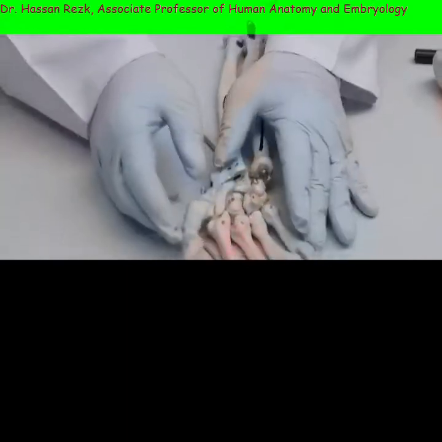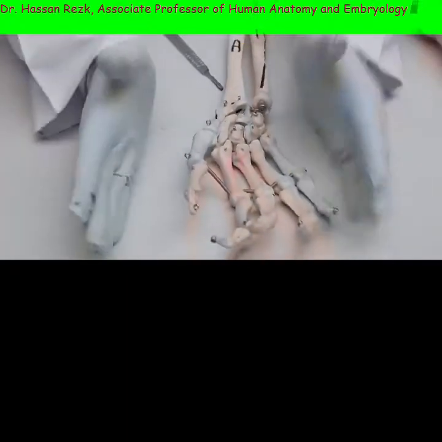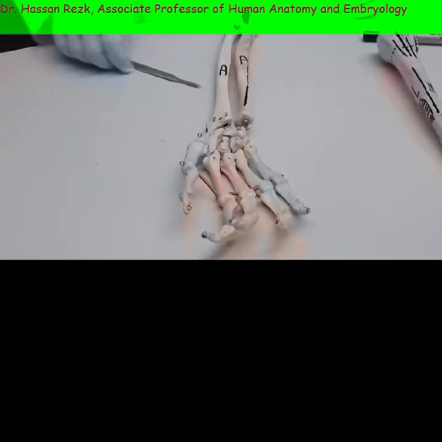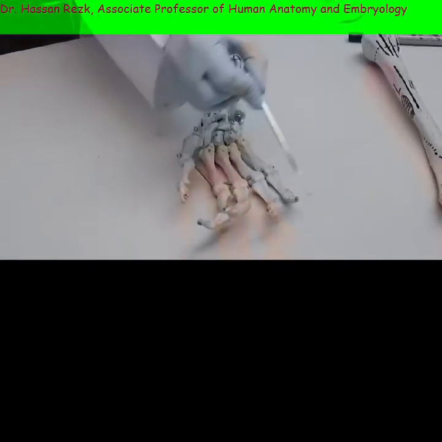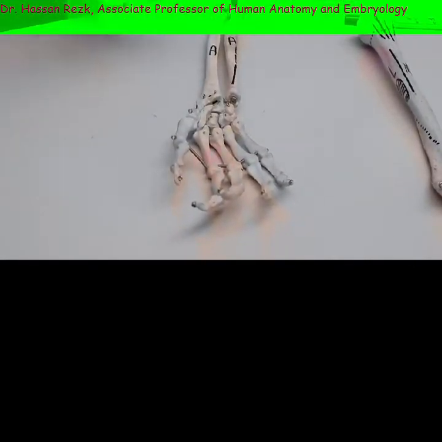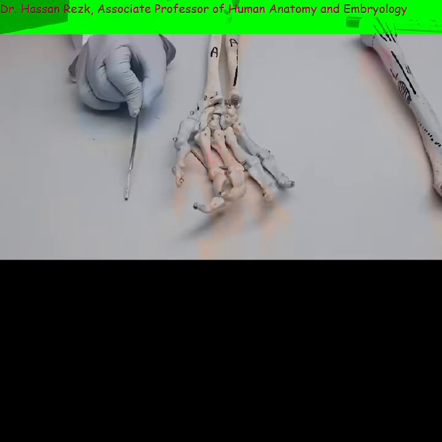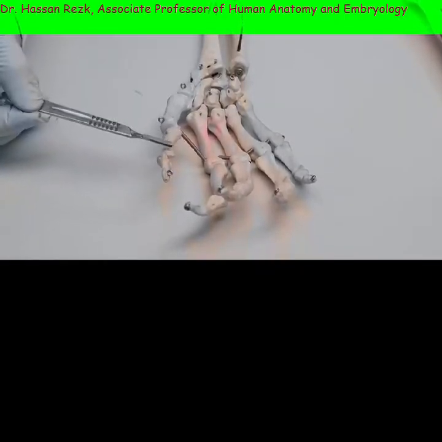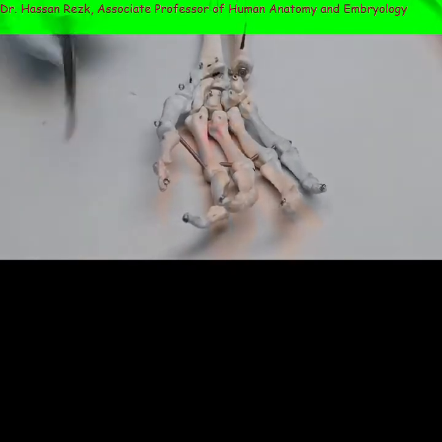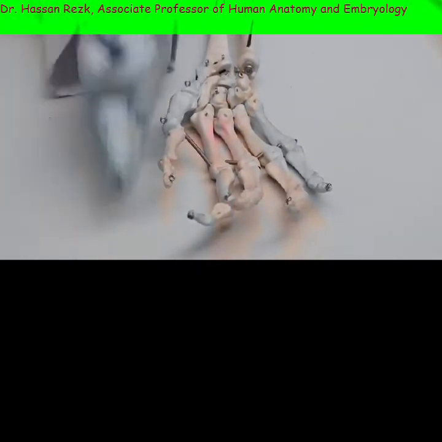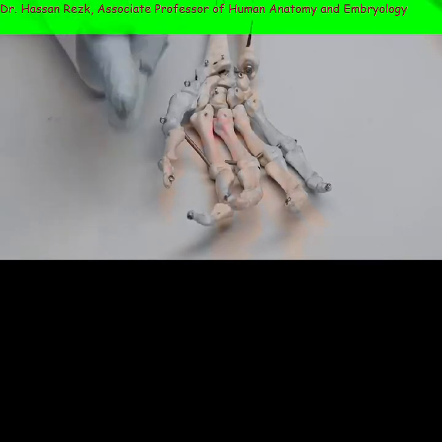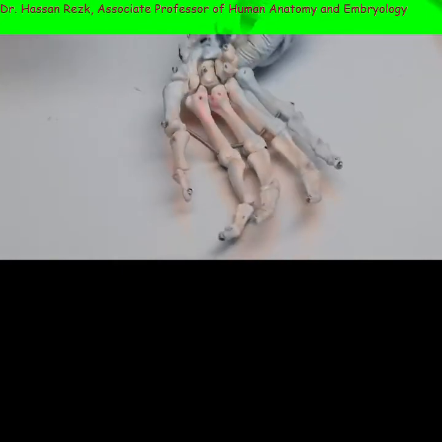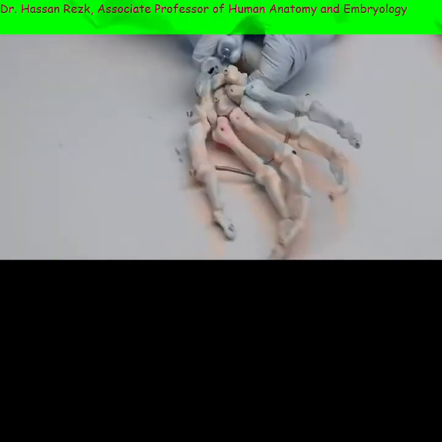Take care, as a fixed rule in the hand, all the arrangement starts from lateral proceeding to medial. I mean, starting from the thumb. So the starting point for description of any anatomical part in the hand is from lateral proceeding to medial. So let me mention the names of the bones of the carpus.